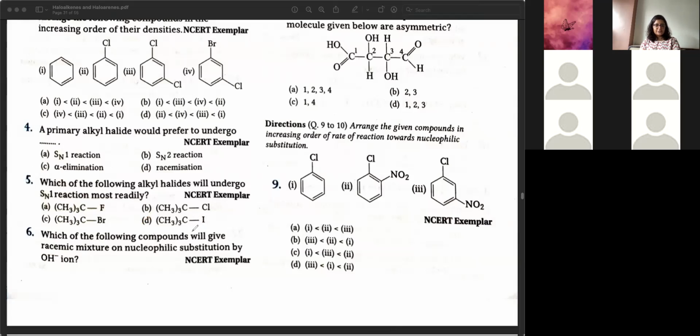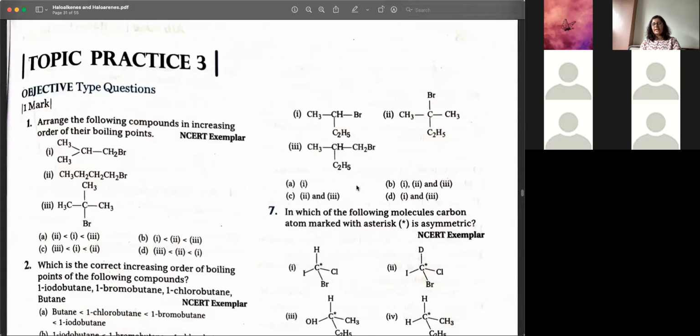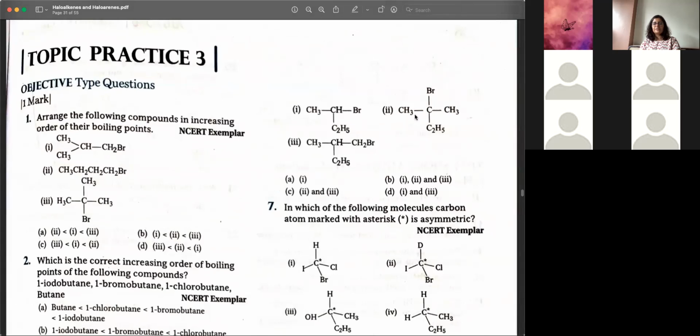That'll be the fastest. Next, which of the following compounds will give a racemic mixture on nucleophilic substitution by OH minus? So basically nucleophilic substitution is happening. In which case are you going to get a racemic mixture? You're given 3 of them. Which one will it be?